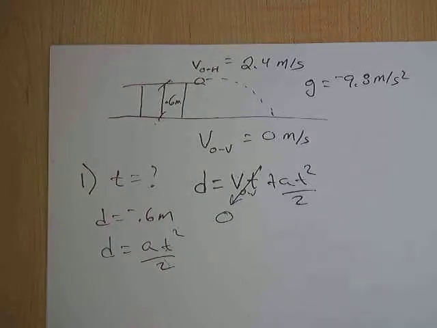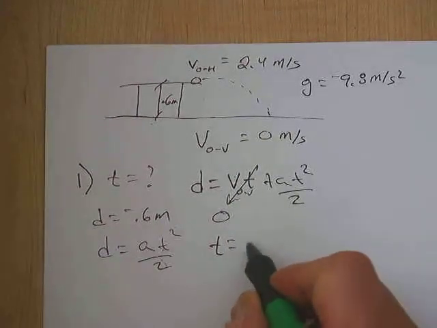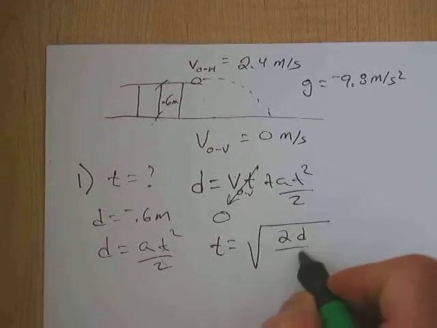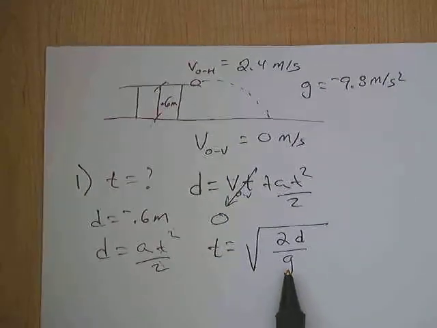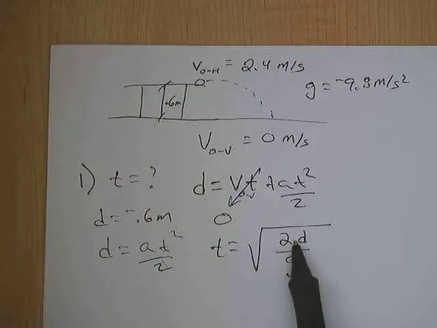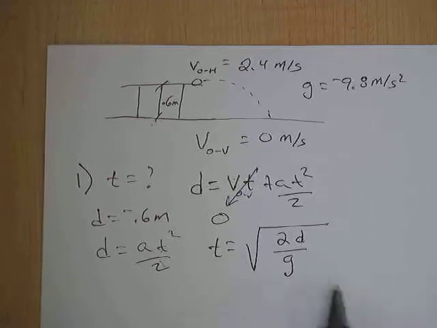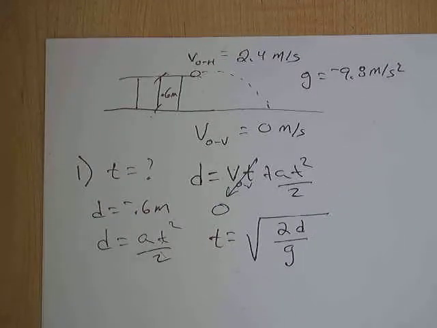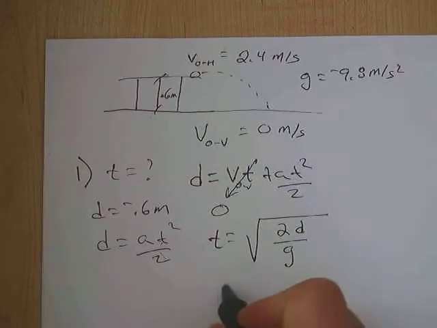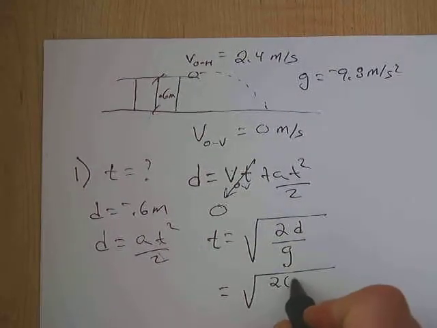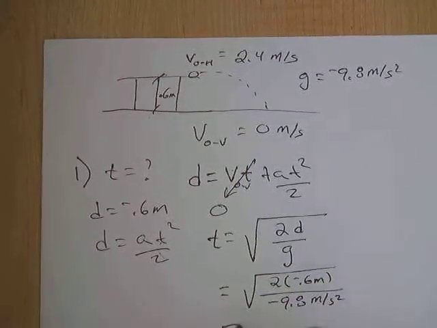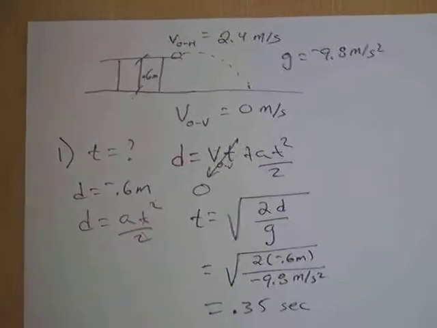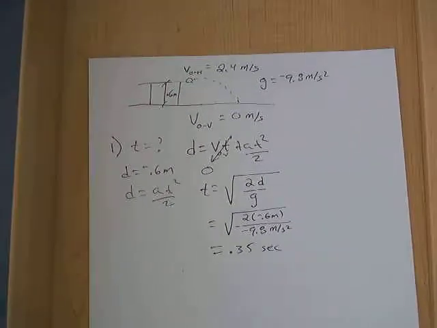I'm solving for time, so I like to rearrange the equation first. And when I do, I get T equals the square root of 2D over G. Now, I changed A to G. I did a couple steps at one time. I multiplied D by 2, divided by A, which I changed to G, took the square root. So there's the equation that's going to give me the time. If I plug in my distance, negative 0.6 meters, and my gravity, negative 9.8 meters per second squared, I get 0.35 seconds that the ball is in the air.